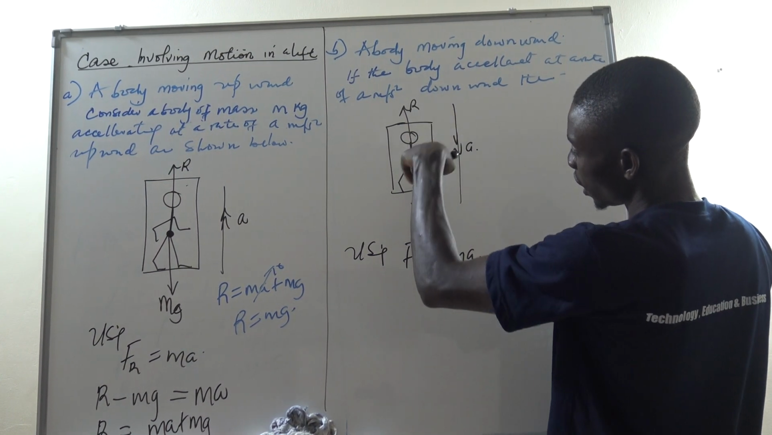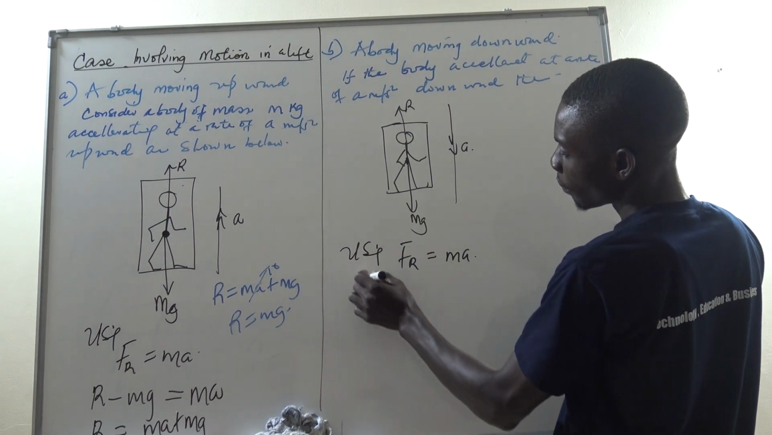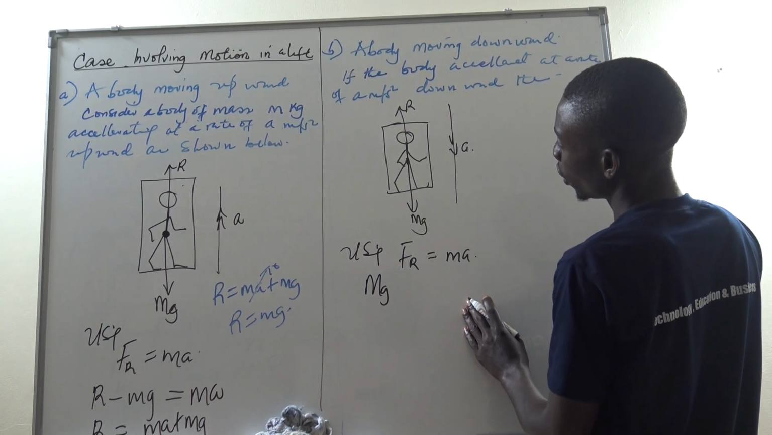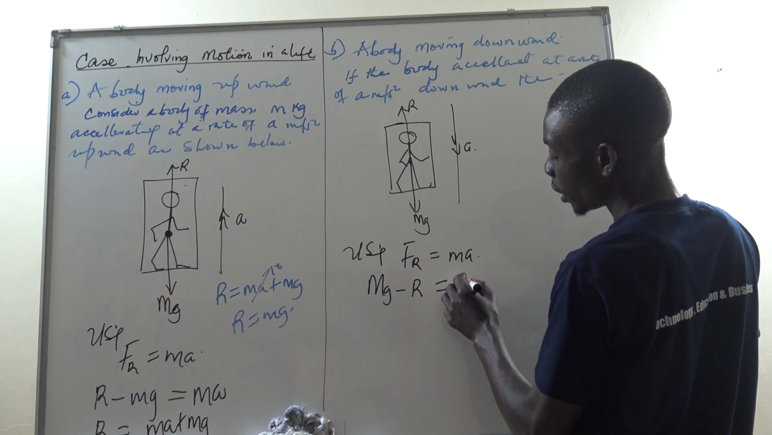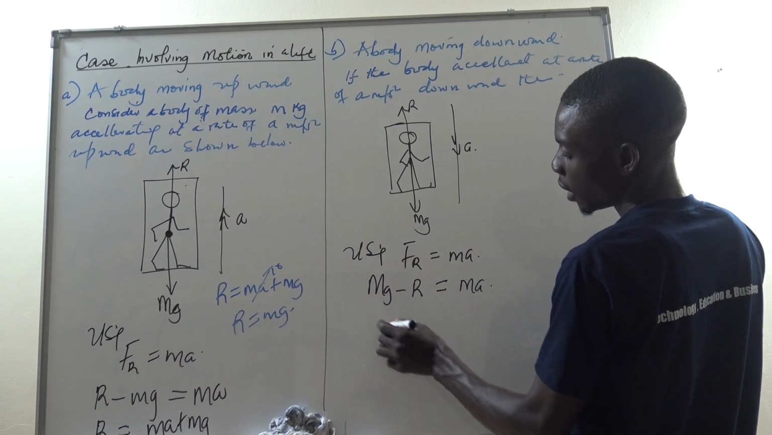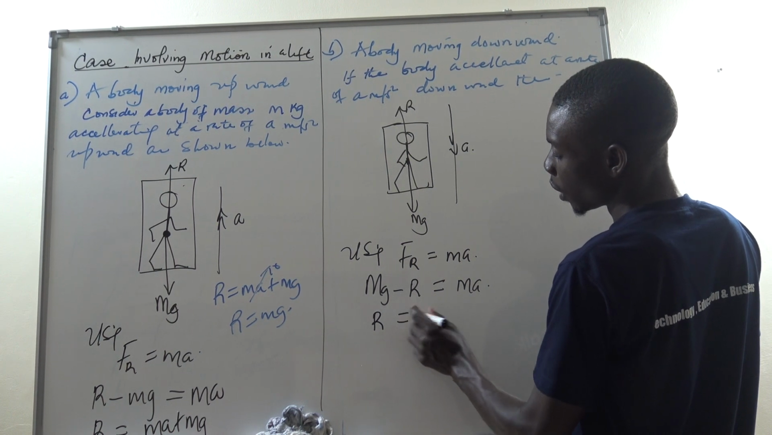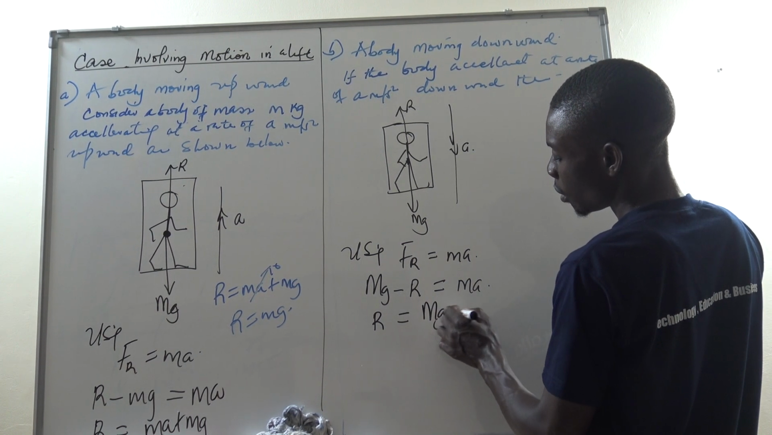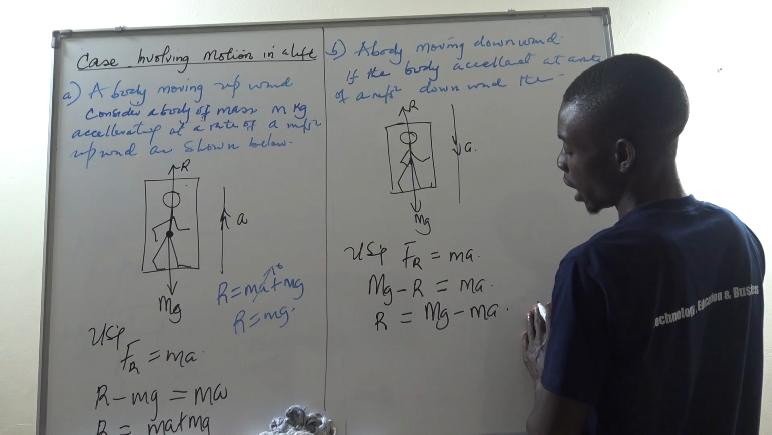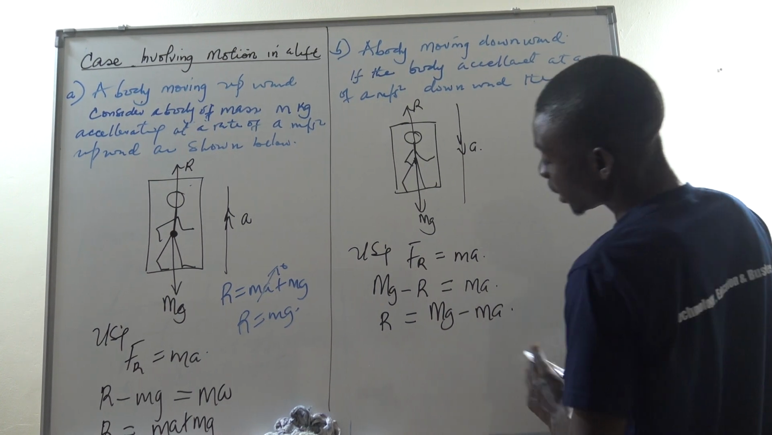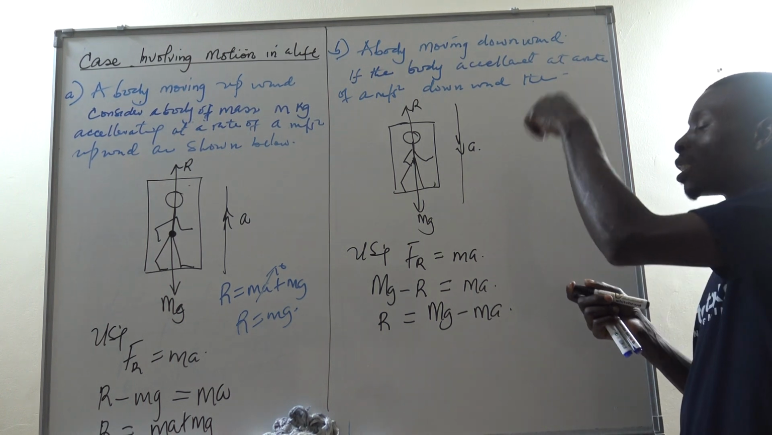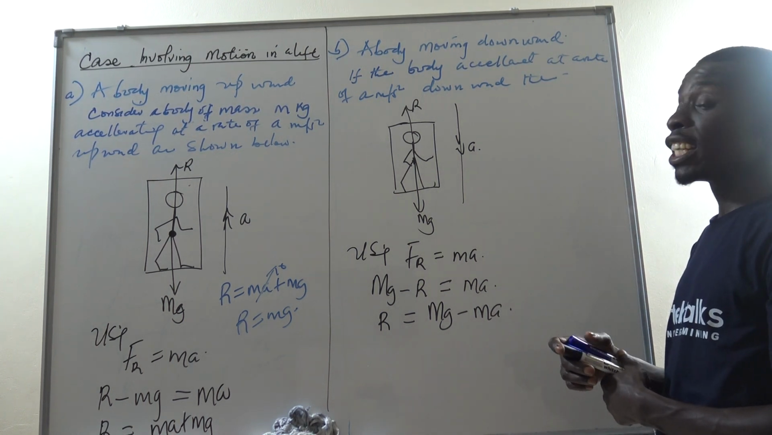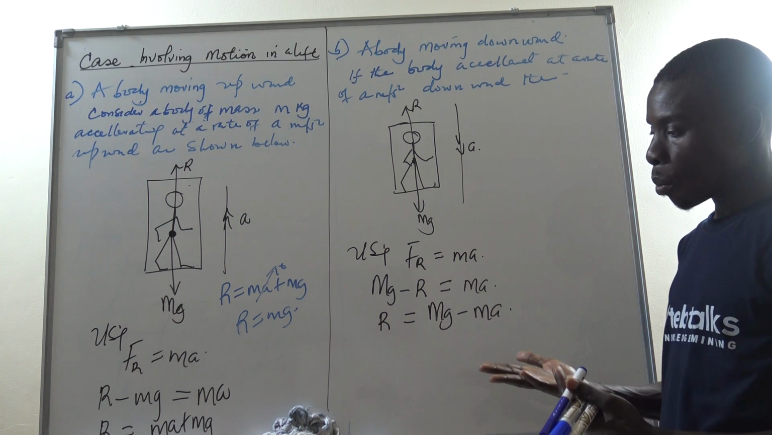We shall say force in the direction of motion. Now it is moving down. The force in the direction of motion minus the force opposing motion should be equaling to ma, and the R will be equaling to mg minus ma, okay? And that alone tells us that when the body is moving downward, its weight reduces. Because you can compare these two.